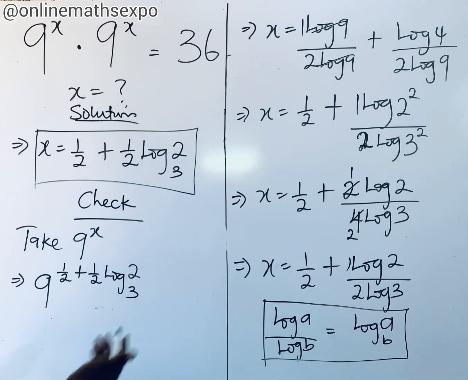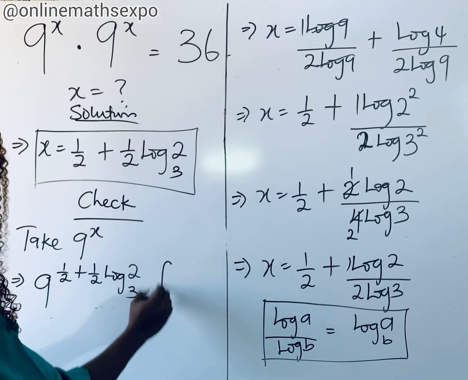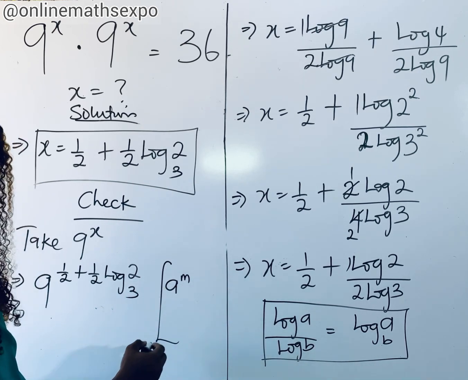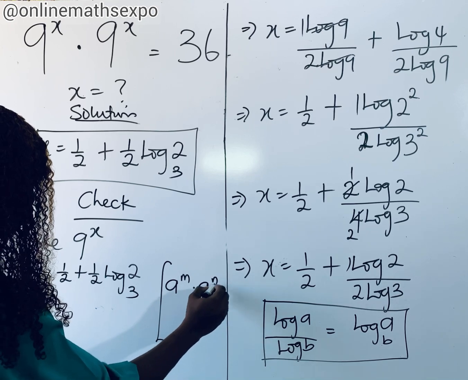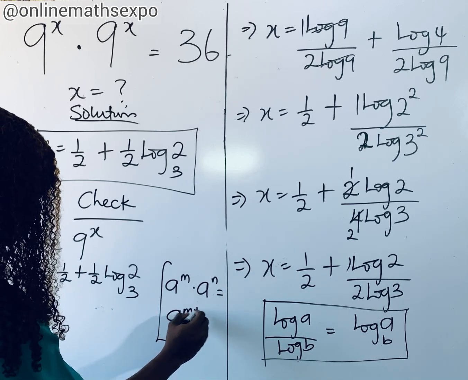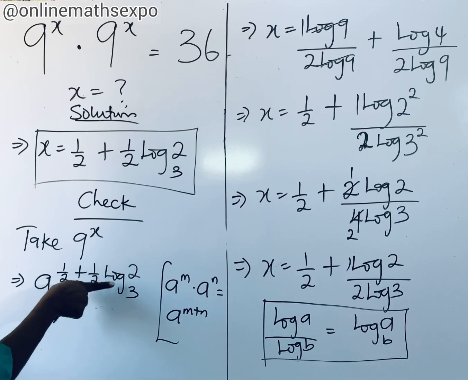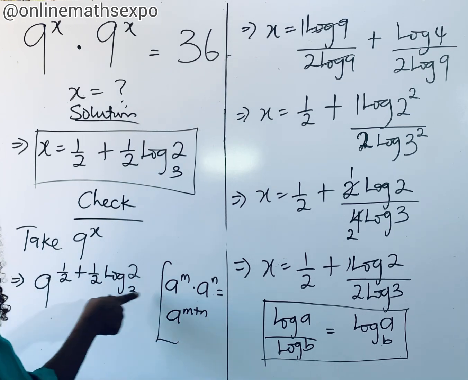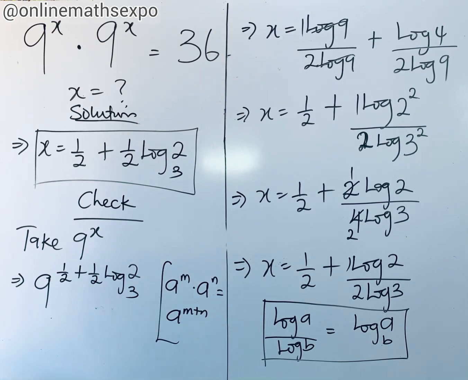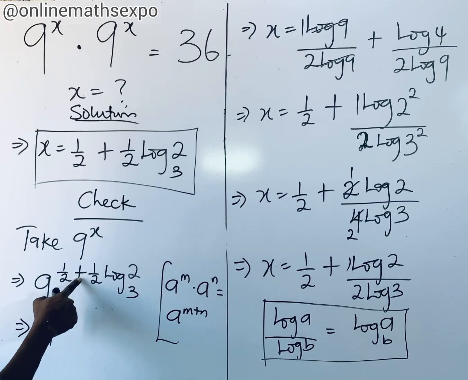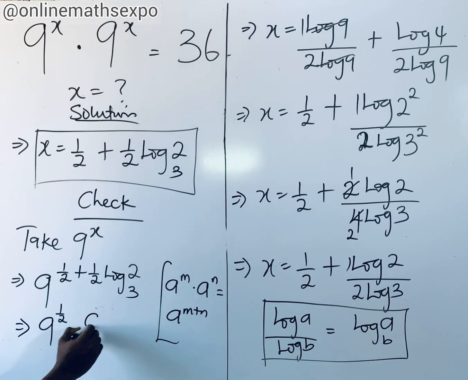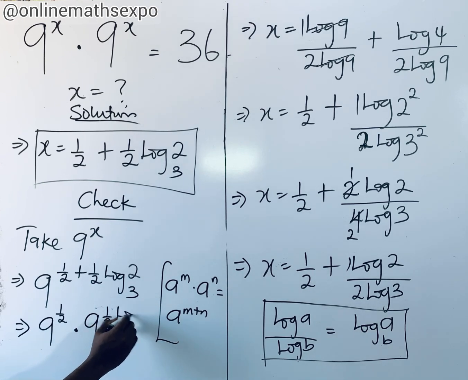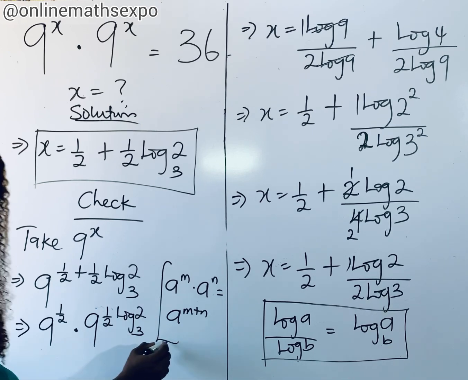Now, how do we simplify this? To simplify this, remember what we said at the beginning, that every a to the power of m multiplied by a to the power of n is a to the power of m plus n. Now this power is of this form. Did you see it? So you are going to return it to be in this form. So how do you make it to be in this form? This is the same as 9 to the power of half. Turn this addition to multiplication. So you have 9 to the power of half log 2 base 3.